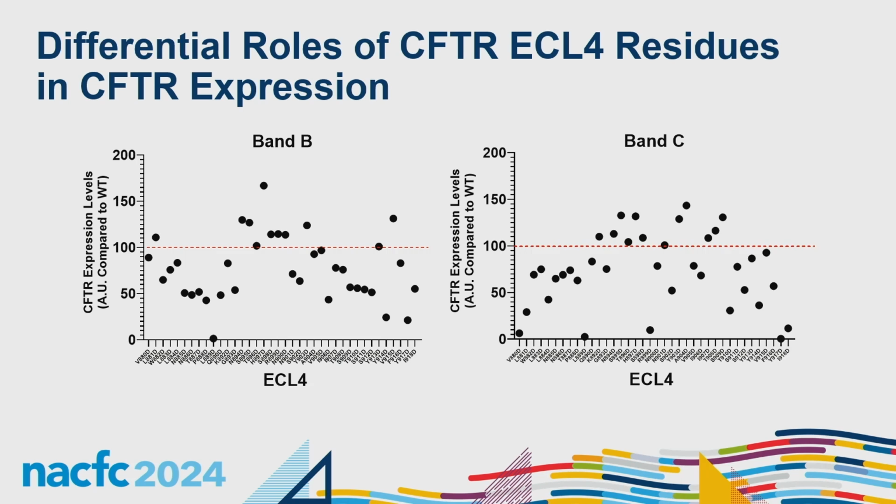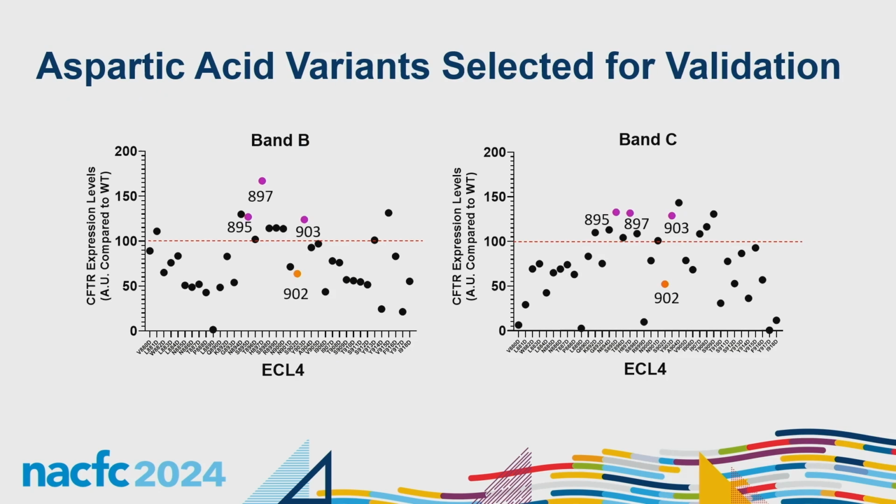To validate this data, we selected a few amino acids and mutated them into alanine to see if we see a similar pattern. So we chose 4 amino acids, A95, A97, 902, and 903. Among them, A95, A97, and 903 have shown higher CFTR expression, and 902 shows lower CFTR expression. So how does it look when we mutate them into alanine?